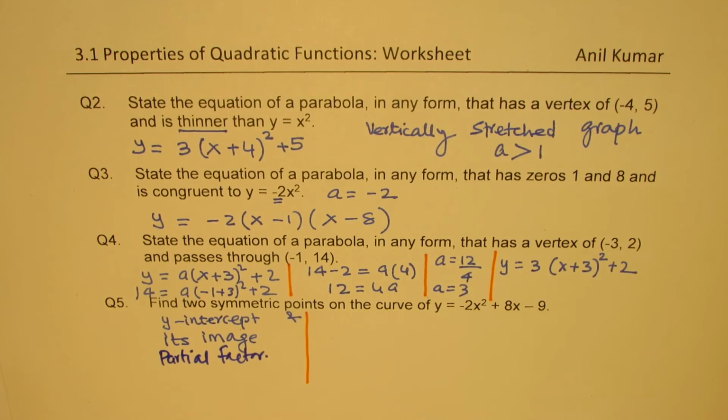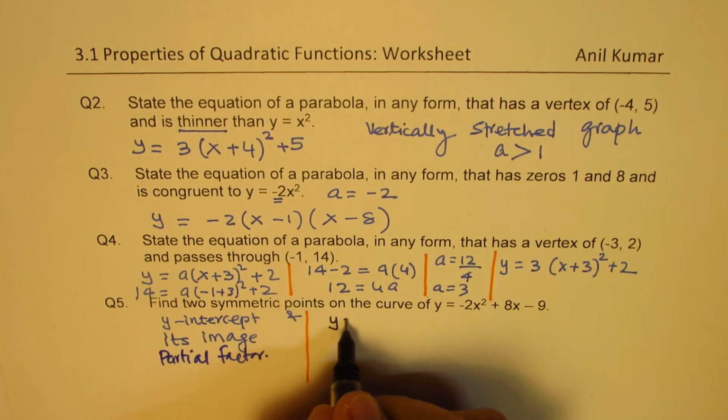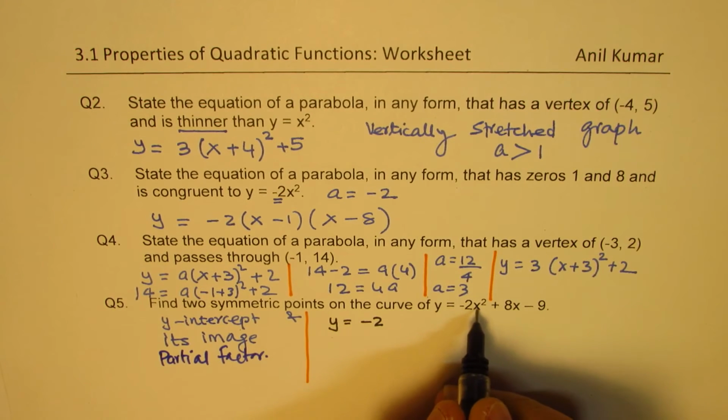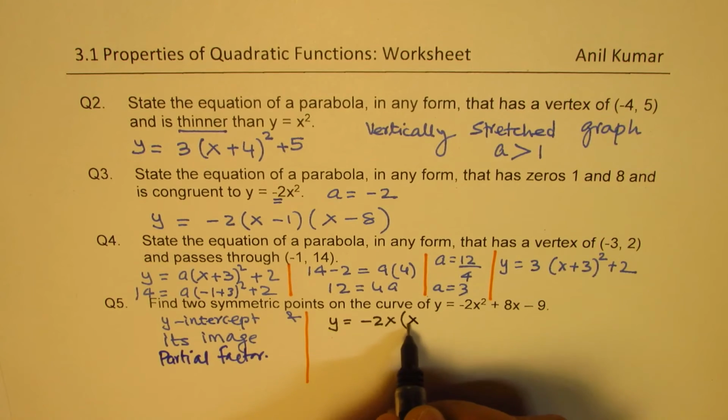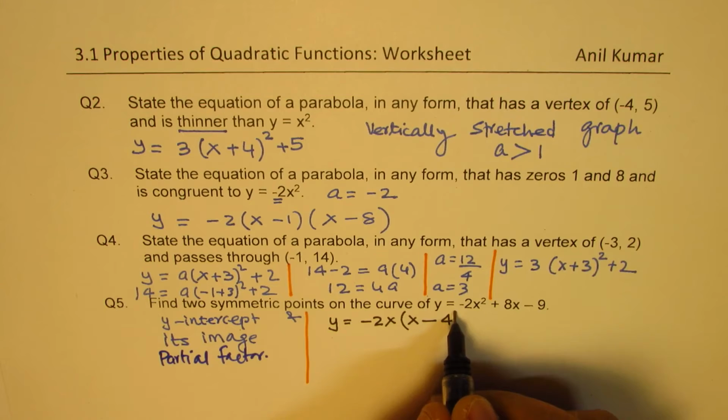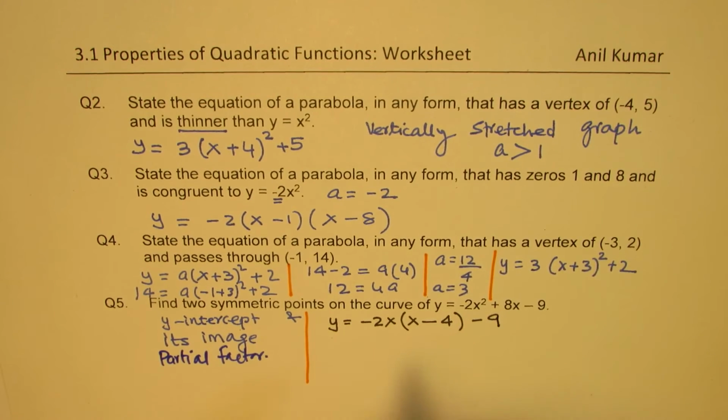So we can write this equation as y equals, let's do partial factoring. So we can take minus 2x common, right? So from the first two terms, and we get x minus 8 divided by minus 2 is 4, right? And we have this as minus 9. So we have clearly 2 points here. And what are the 2 points here?